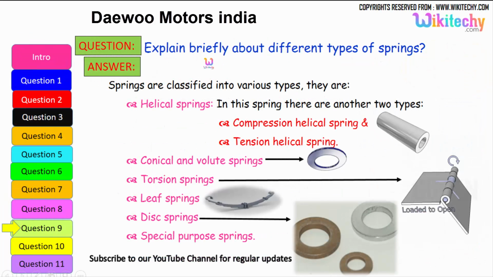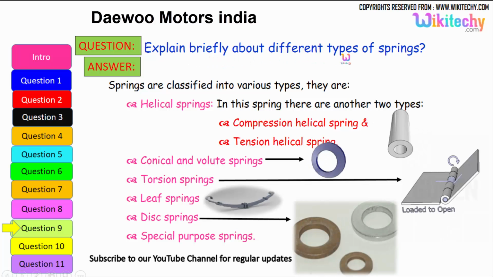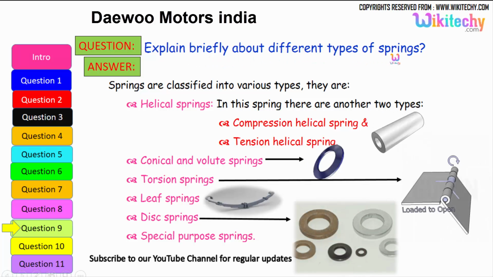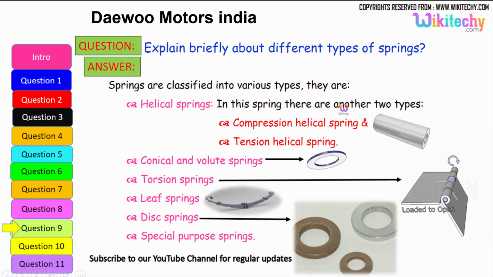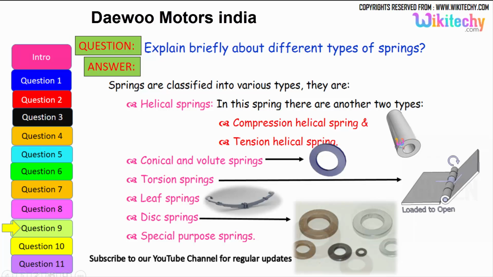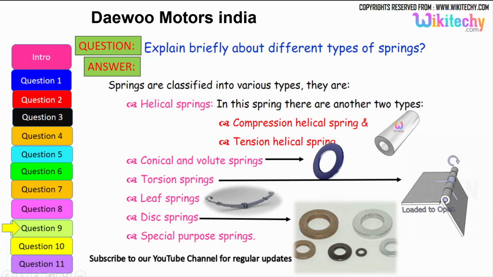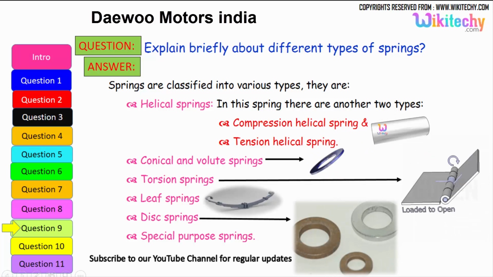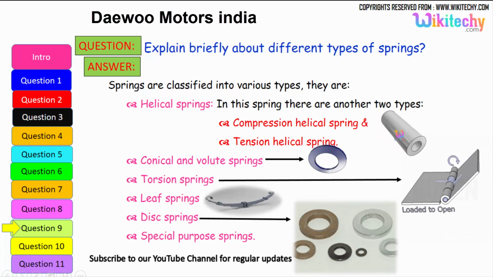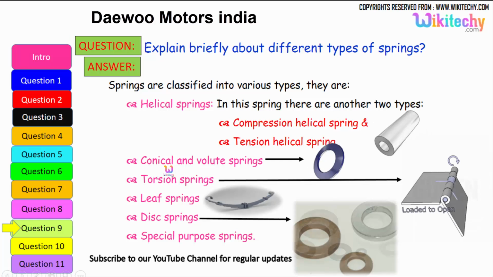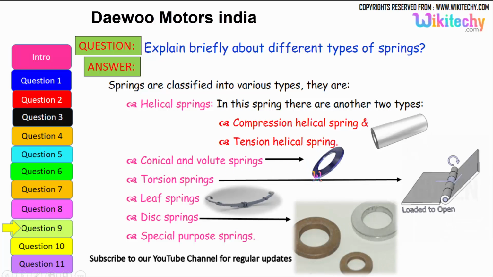Now let's see briefly about the different types of springs. Springs are classified into various types. The first one is helical springs. There are two types further: one is the compression helical spring and the other one is the tension helical spring. And the next one is conical and volute springs.